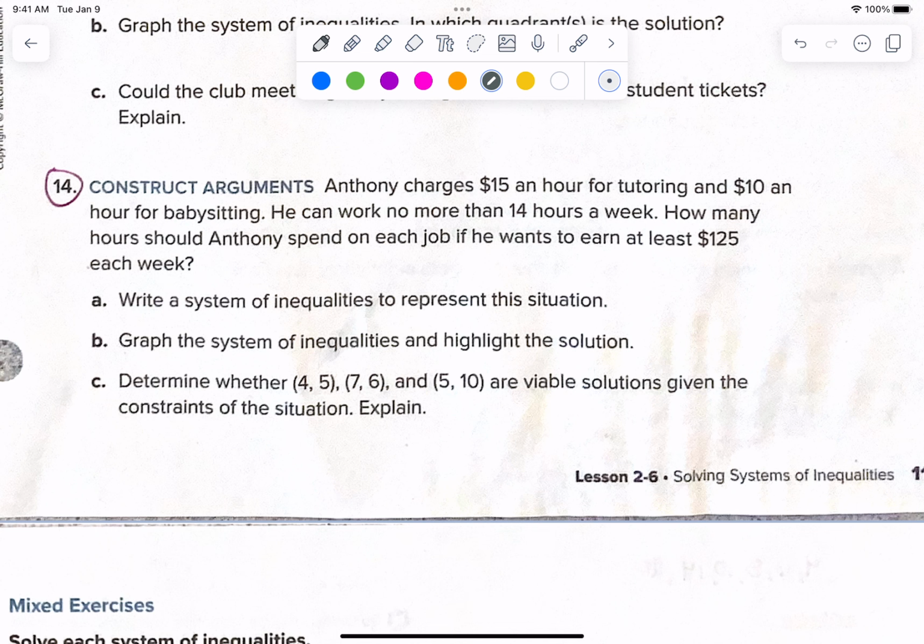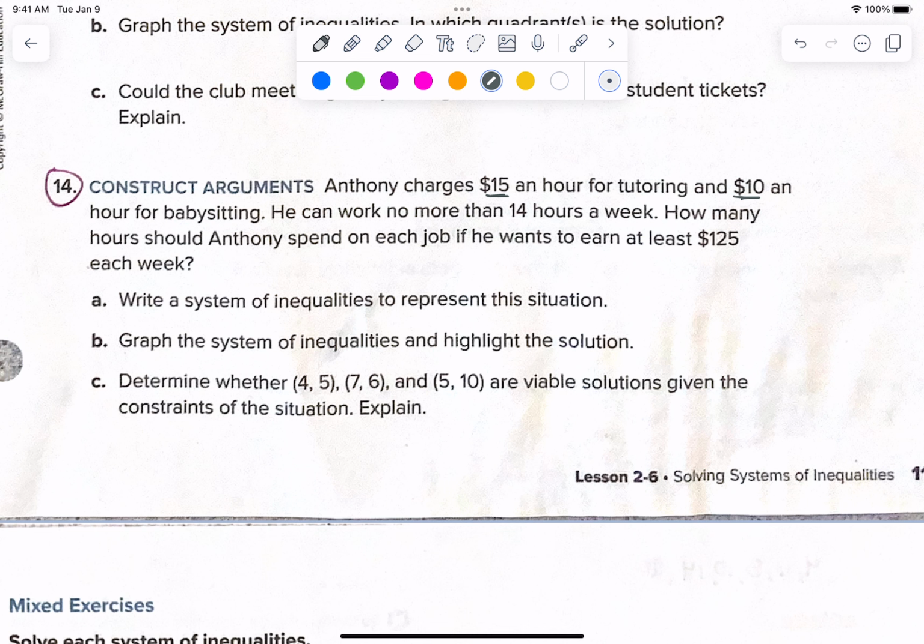I mean, I don't have to do a homework problem with you, but if you want me to, I can. Okay. All right. Anthony charges $15 an hour for tutoring and $10 an hour for babysitting. He can work no more than 14 hours a week. How many hours should Anthony spend on each job if he wants to earn at least $125?